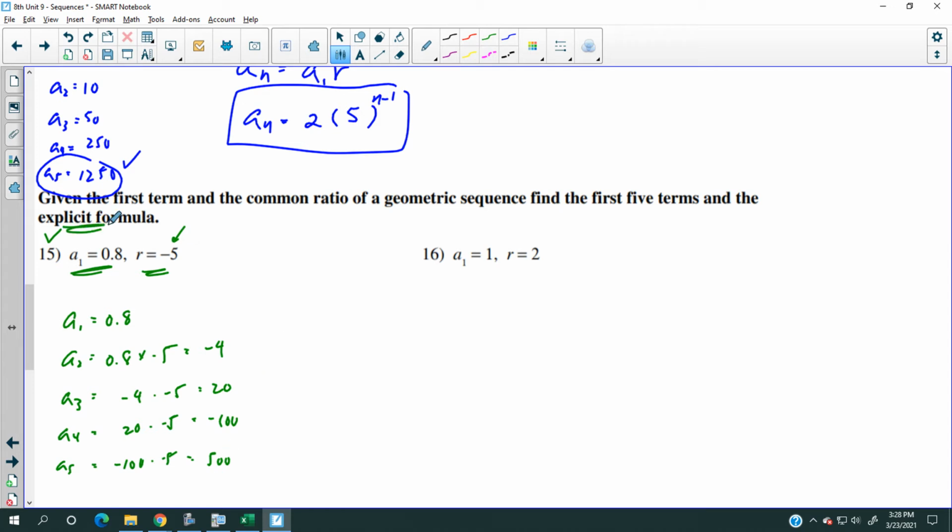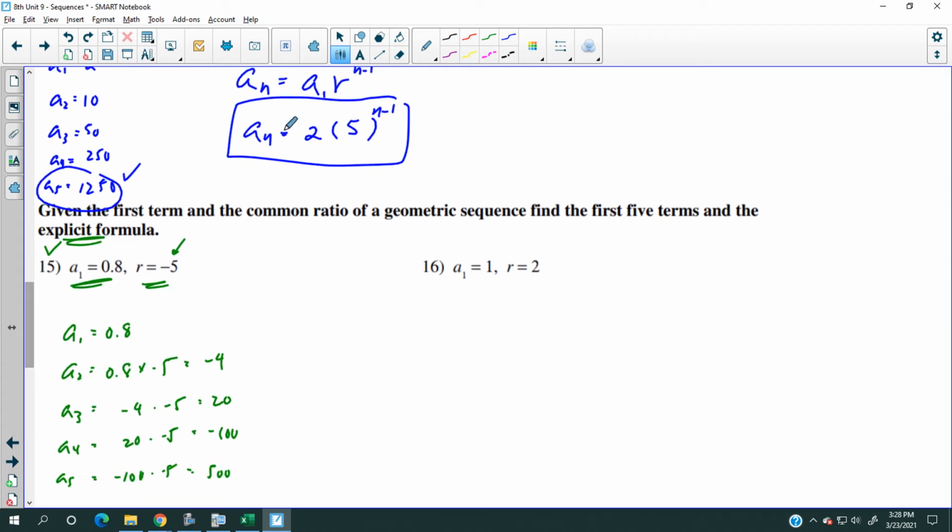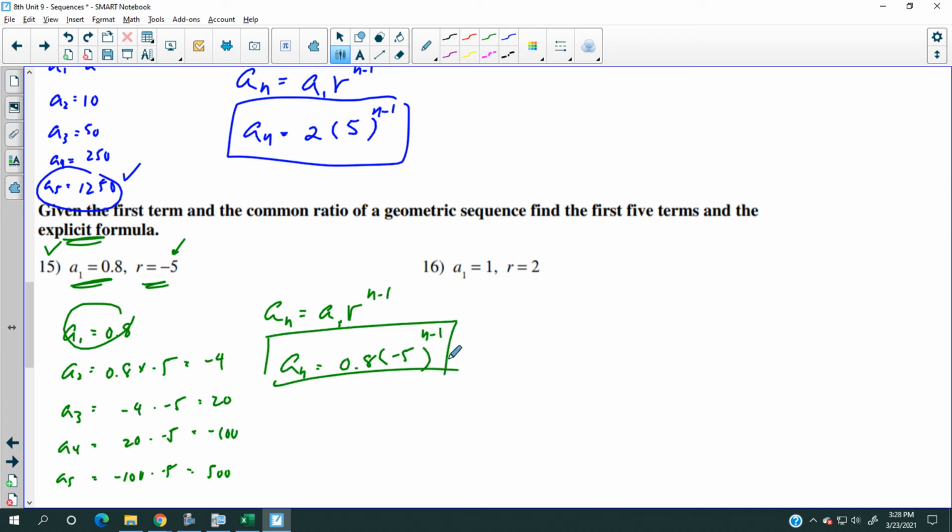What else do we need to know? The explicit formula again. I'll write it again. So a sub n is the first term, which was 0.8, times the common ratio, which is -5, to the n minus 1. That's it. Voila. That's how you do it.